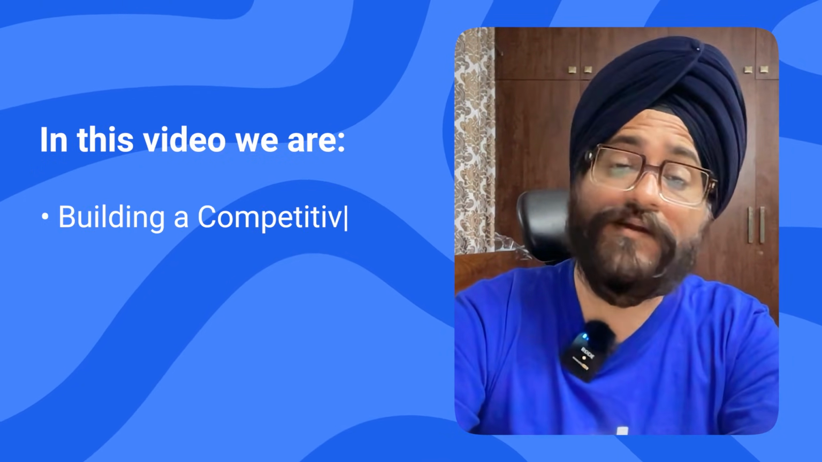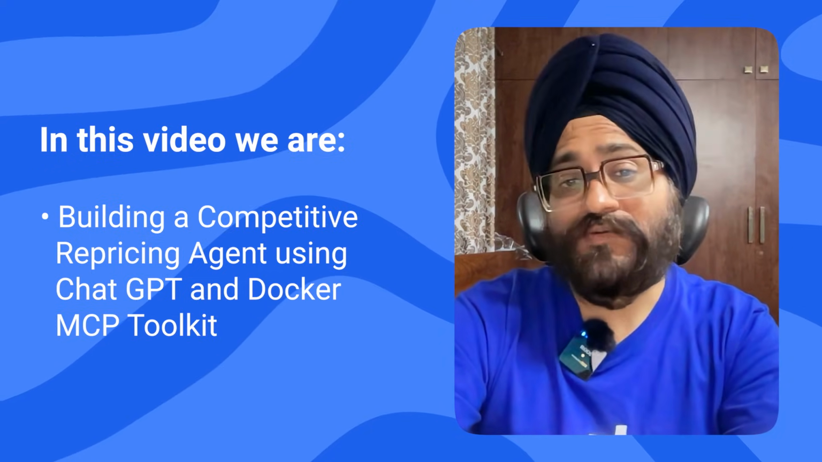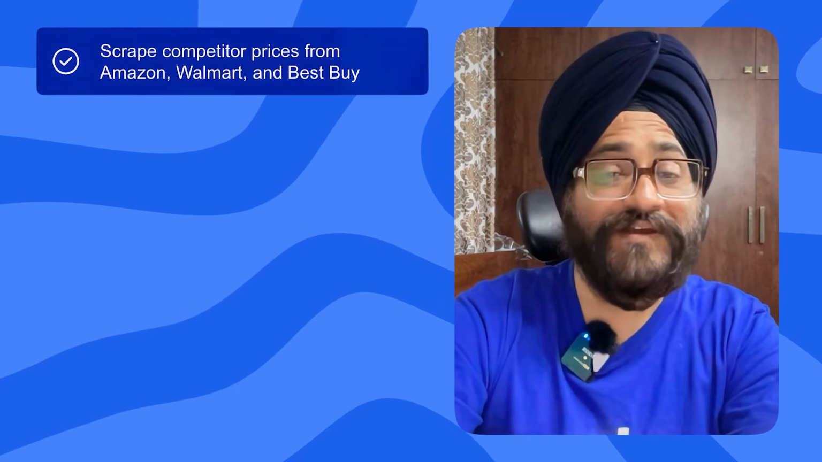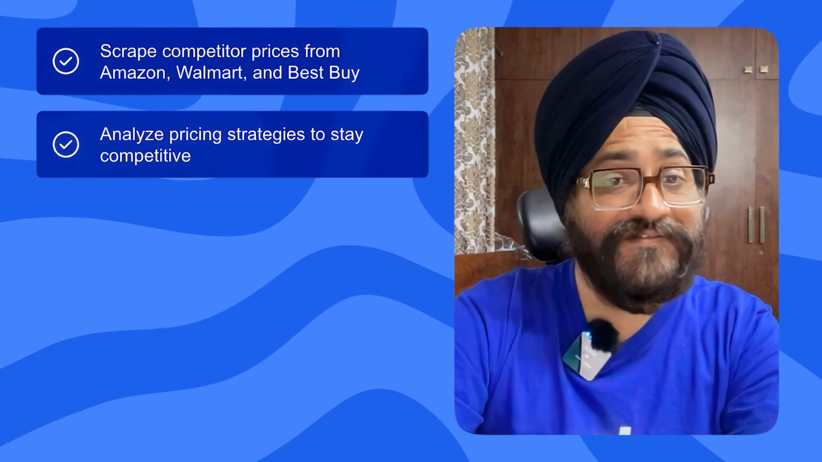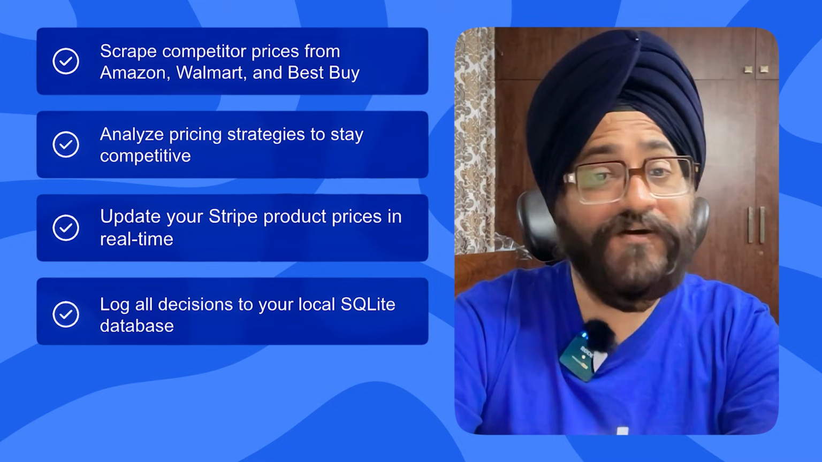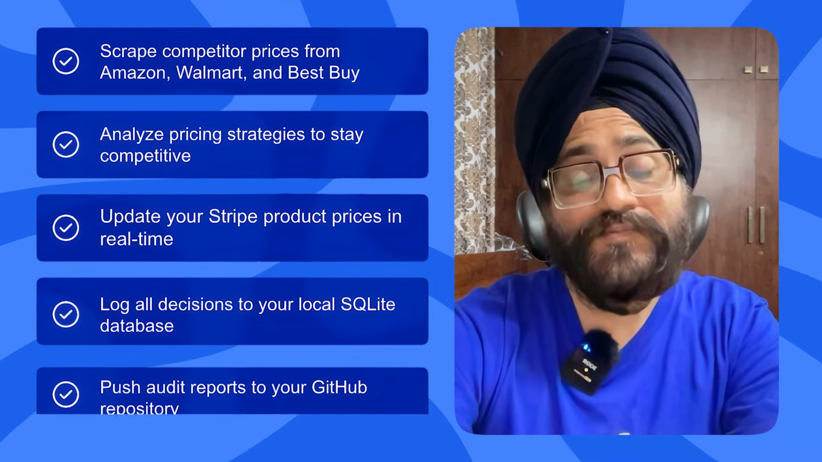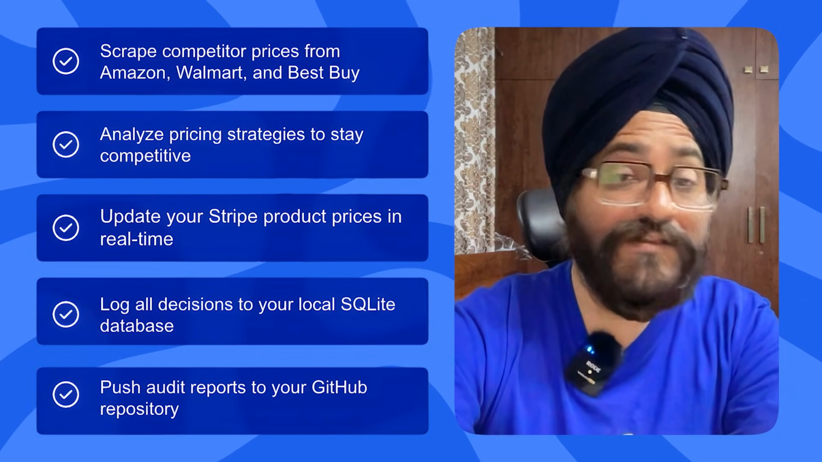In this short video, I am going to show you how to build a competitive repricing agent using ChatGPT and Docker MCP Toolkit. By the end of this tutorial, you will have a ChatGPT that automatically scrapes competitor prices from various websites. It analyzes your pricing against the strategies. It updates your Stripe product prices in real time. It logs all your decisions to your local SQL database. And then finally, it pushes all the audit reports to your GitHub repo, all through a simple conversation.